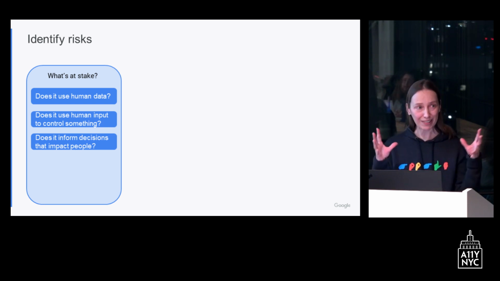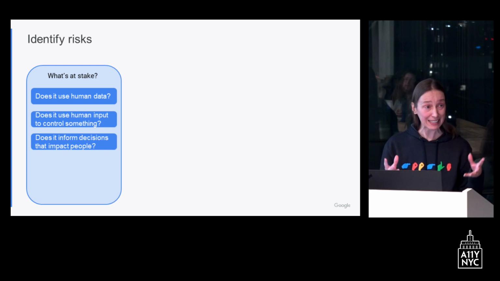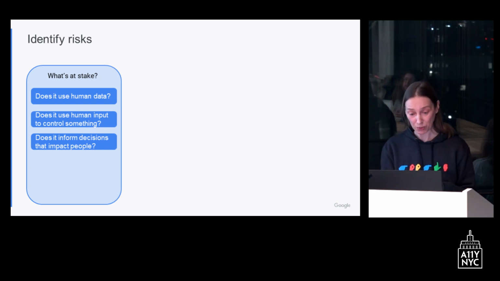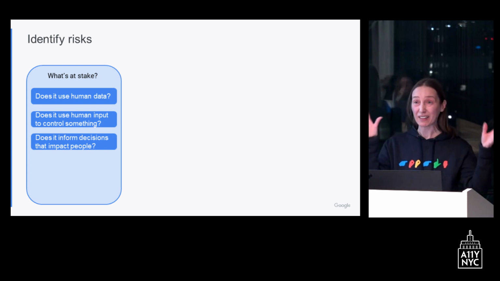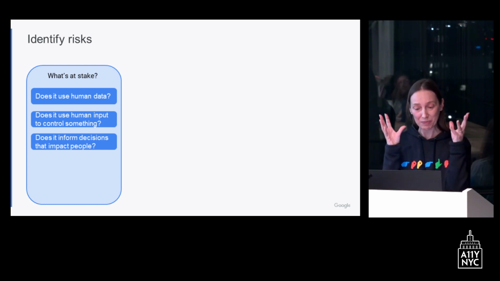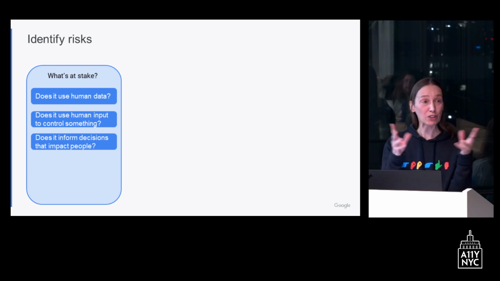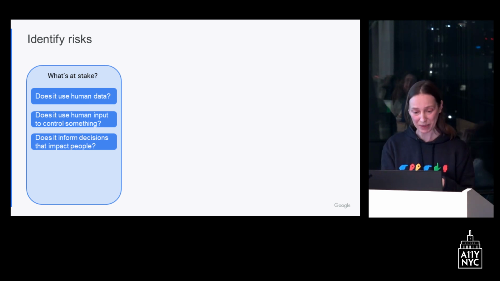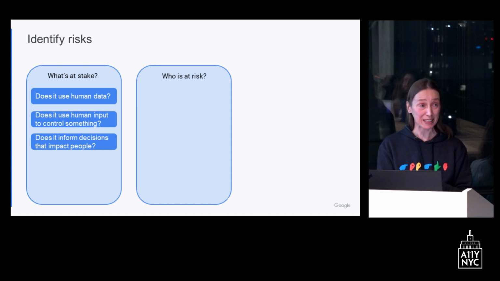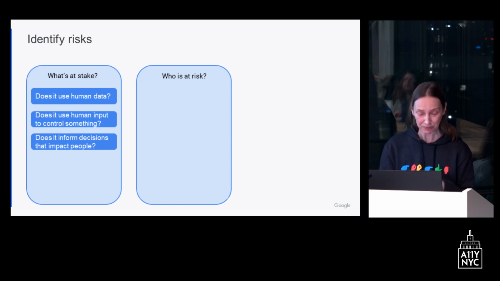So it's helpful to take a bit of time to really think through what's at stake for the humans in the data and the people using the tool. This would give you a high-level overview of the potential consequences of mistakes or bias. So now let's dig a little bit deeper with a second set of questions about who is at risk.